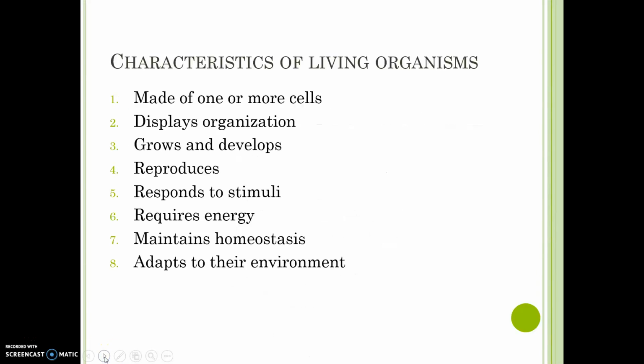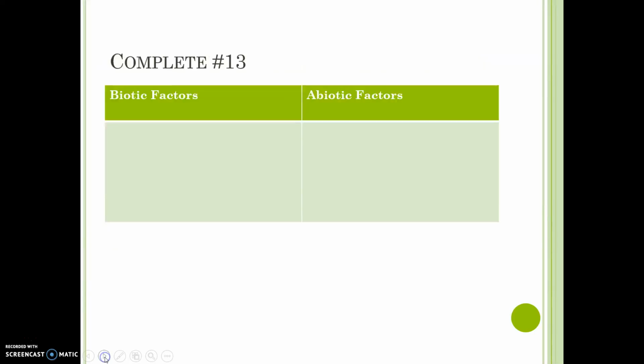Okay, so there are the 8 characteristics of life. Make sure you have those written down. Make sure that your notes organizer is filled out. And then finally, you have a list of terms. You have to place the terms in the appropriate column as being either biotic or abiotic. So I'll do a couple with you guys, and then you guys will do the rest on your own. If you can't figure out one, then use the internet.